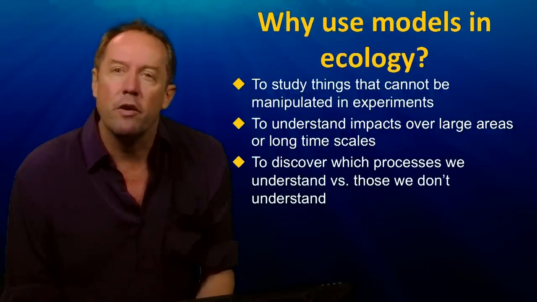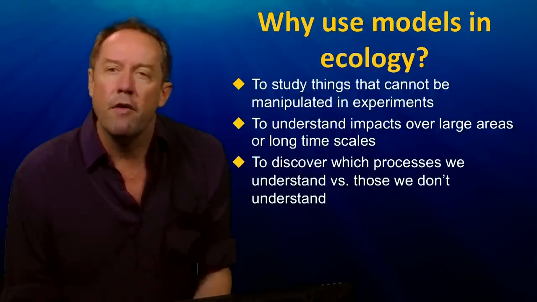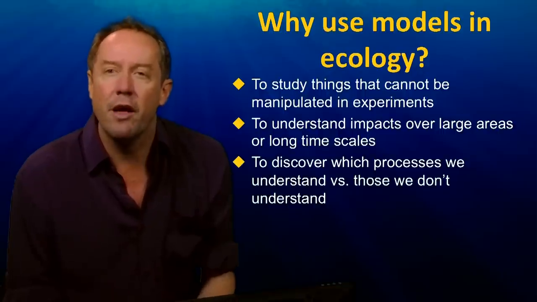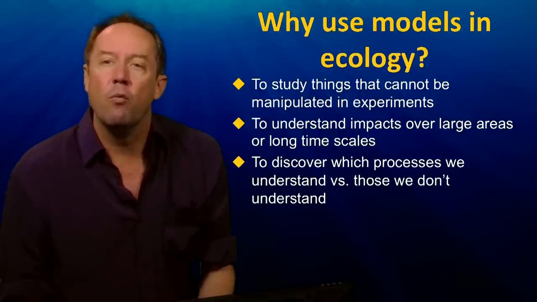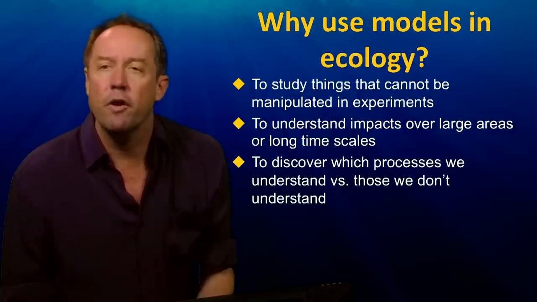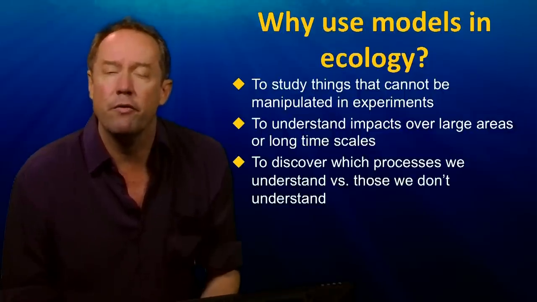The other good thing about these models is that we have to put all our understanding in them, and when we predict what's going to happen and then we observe what really does happen, we can go back and say, why were our predictions wrong? Why was our understanding wrong? And therefore we can refine the models we have of these systems.